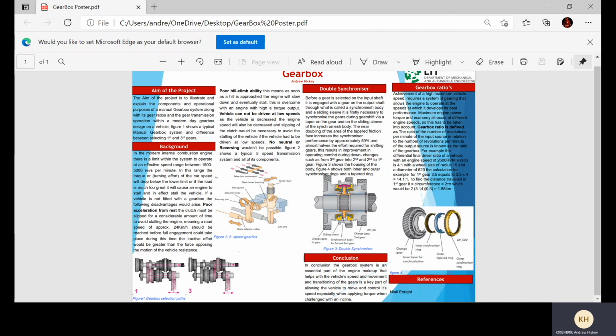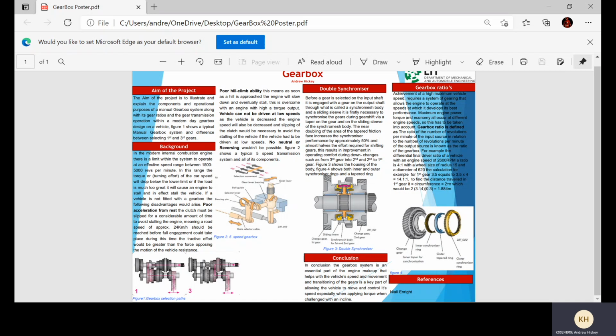In figure 2, we can see a typical 5-speed transmission system and all of its components. We can see the selection movement path and the gear lever bearing, the gear lever, the ball guide, the selector lever, the bearing pin, and the gate selector cable.